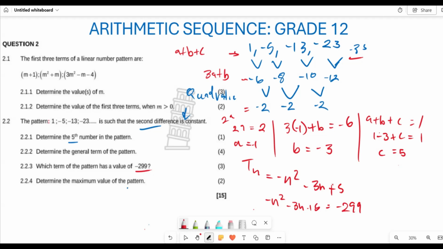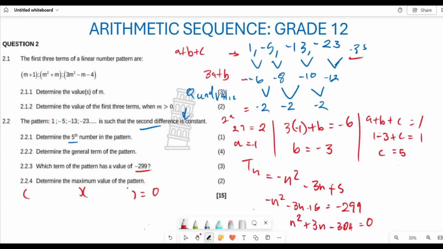And then when you are doing that, you are going to take this side, or you can take everything to the other side, which means you are going to have n squared plus 3n. And then what is it that you are going to have here? This is the same as negative 305, 304, if I'm not mistaken. This negative 304, right, is equal to 0. If you are not sure, you can use the quadratic formula to factorize, but you can just literally open your two brackets equal to 0.